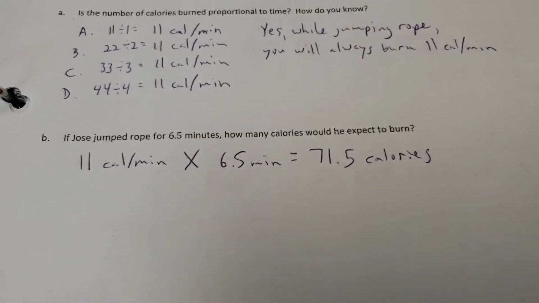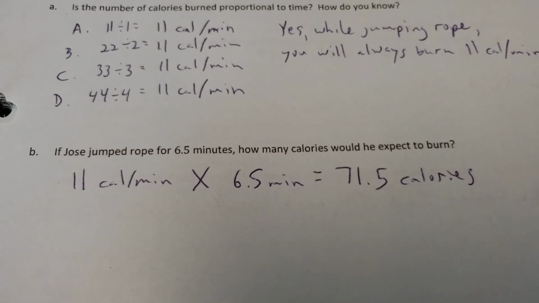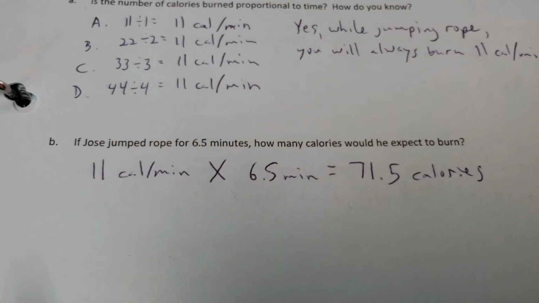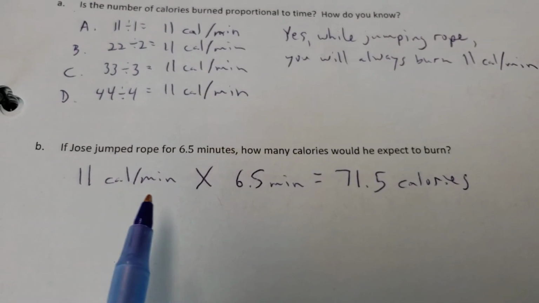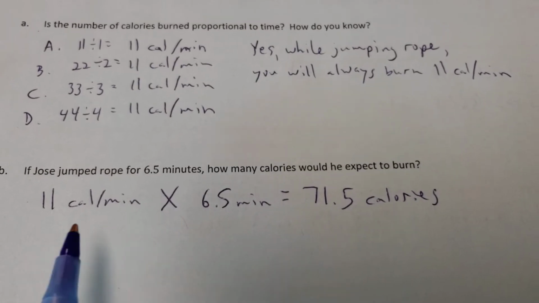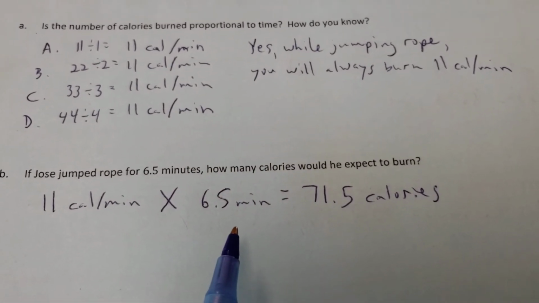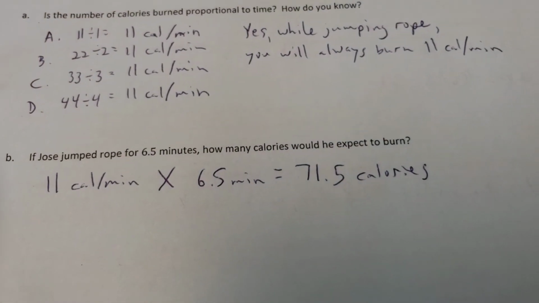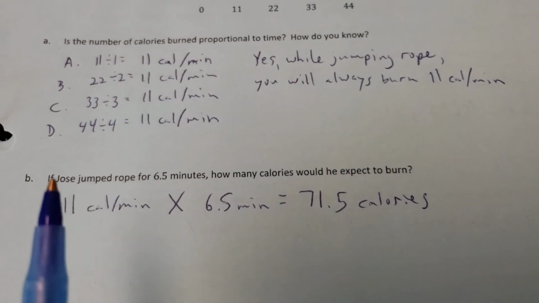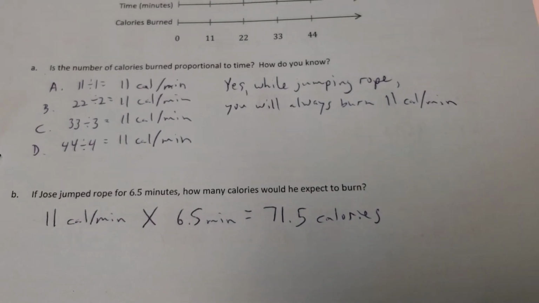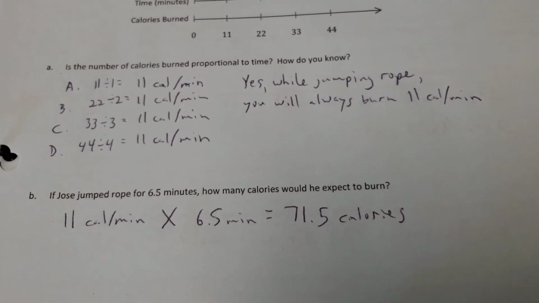And if he jumped rope for 6.5 minutes, sorry, how many calories would be expected to burn? Well, if we are burning 11 calories per minute, when he does this for 6.5 minutes, all I do is take 11 times 6.5, and it tells me that over the course of those 6.5 minutes, it burns 71.5 calories. All right, so next up, we'll take a look at some more examples on our next page here.